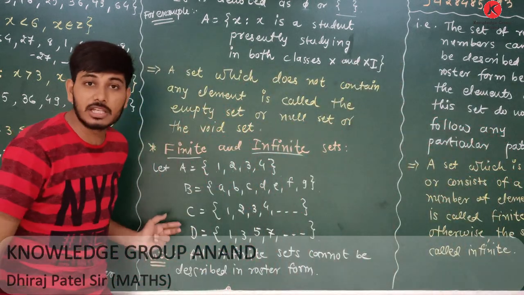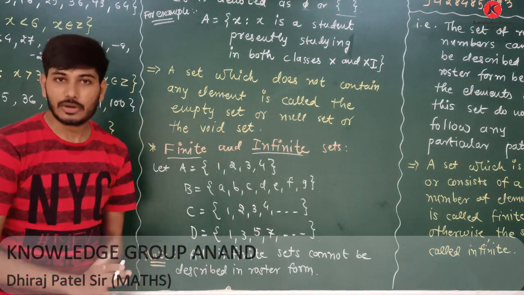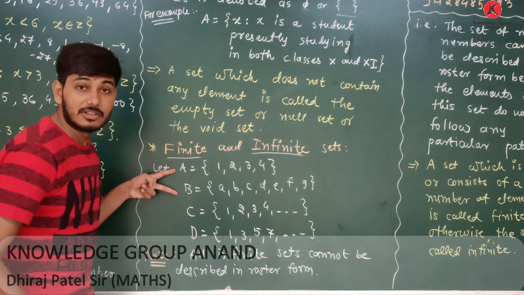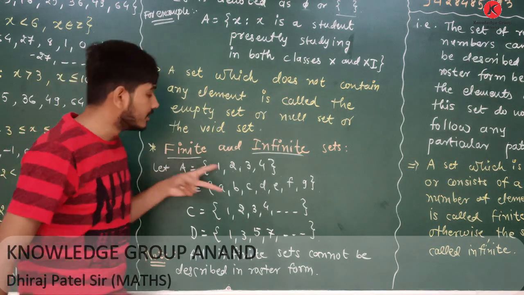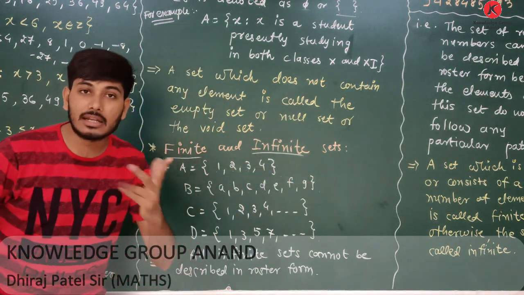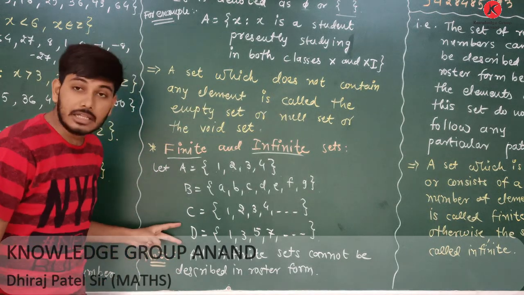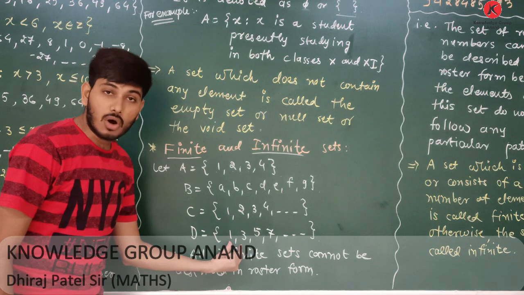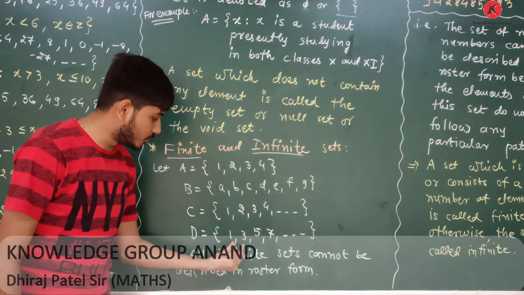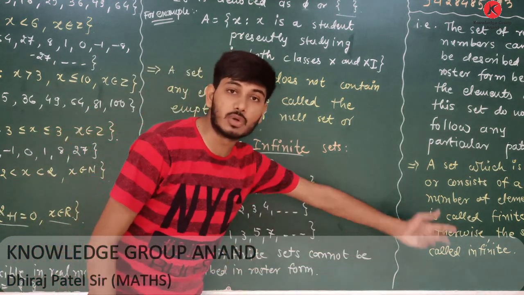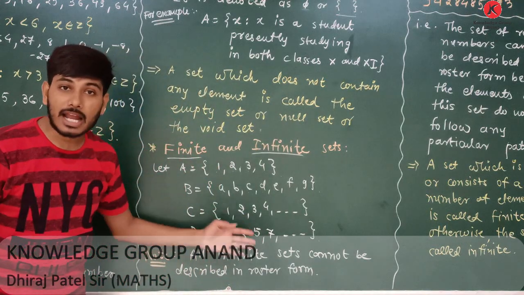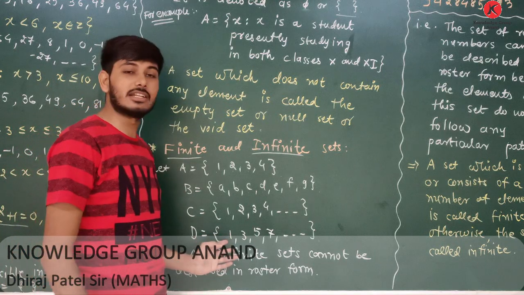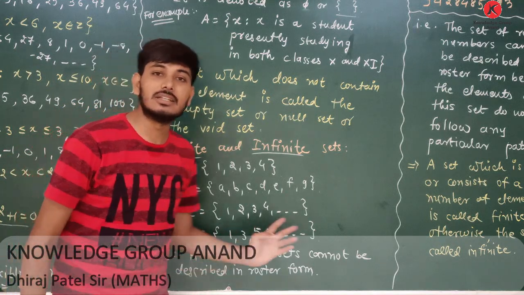The number of elements of C is uncountable. It is an infinite set. A and B have a countable number of elements, therefore they are finite sets. Clear? Set D, I am considering the set D equals the set of odd natural numbers 1, 3, 5, 7, 9 up to infinity. The number of elements of set D is uncountable for us. Therefore we can say that set D is an infinite set.